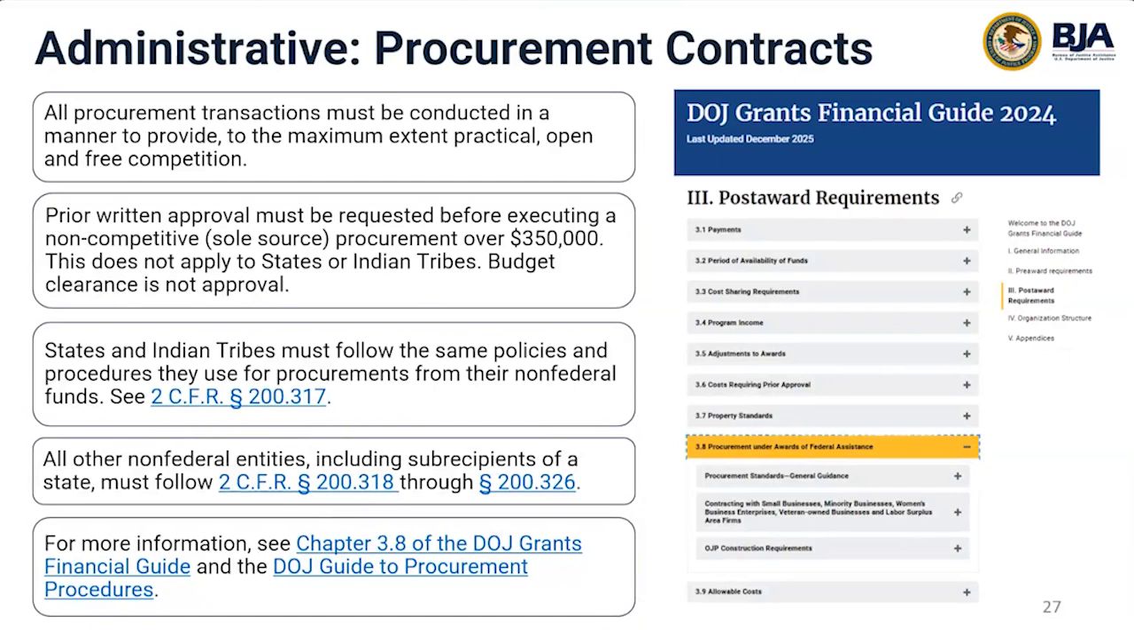States and Indian tribes must follow the same policies and procedures they use for procurements from their non-federal funds. See 2 CFR Part 200.317. All other non-federal entities, including subrecipients of a state, must follow 2 CFR Part 200.318 through Part 200.326. For more information, see Chapter 3.8 of the DOJ Financial Guide and DOJ Guide for Procurement Procedures. If your agency does not have their own policies, you must follow federal procurement policies and procedures. Next slide, please.